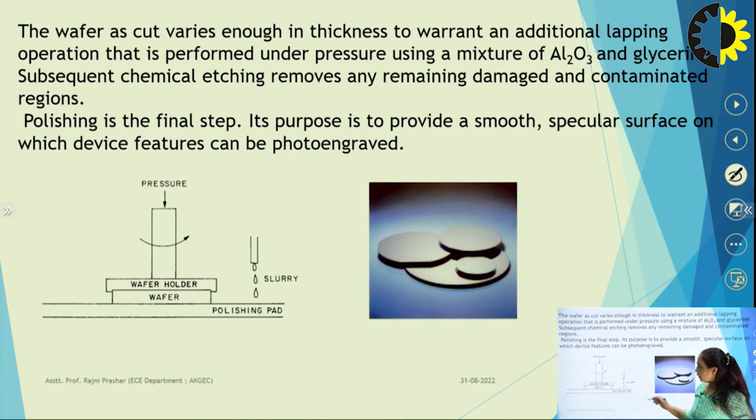This is the diagram which shows the polishing pad. Some slurry material is used so that the wafer can be polished. This is the wafer holder, and some pressure is maintained so that the wafer is held in place throughout the process.